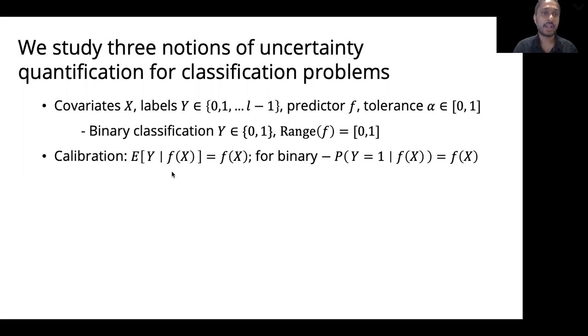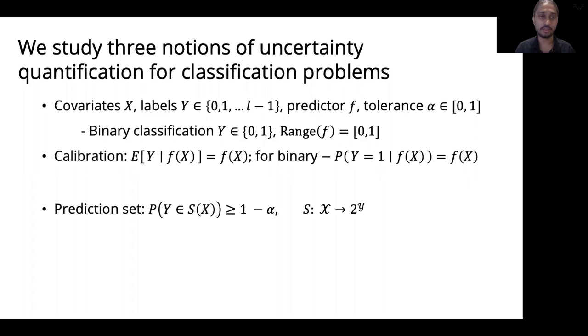Calibration for a predictor f is defined as the property that the expected value of Y given f(X) is equal to f(X). So in the binary case, this leads to the probability of Y equal to 1 given f(X) equal to f(X). Here you can think of trying to predict the probability of rain on a particular day. If the predictor says 0.7, then you want it to actually rain with probability 0.7. That would be called a well-calibrated predictor.